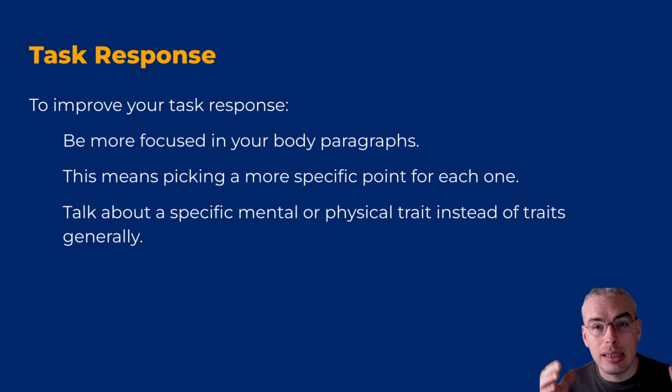But by picking something more narrow like that, you can really go into a lot more detail and you can maybe explore a smaller idea more completely than if you look at something really big. So I would recommend picking more specific points, and that's really going to help the task response here. Anyway, I would give this just about a band 6 for task response overall, because I think it does what it's supposed to, but maybe it isn't quite developed enough.